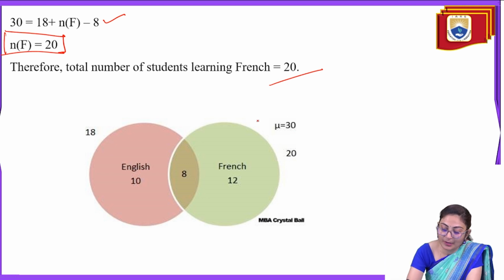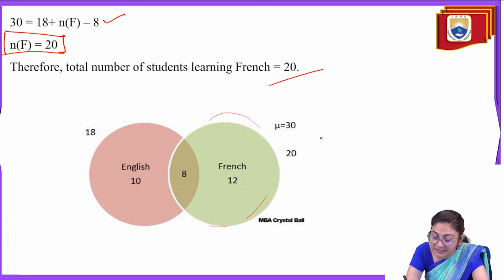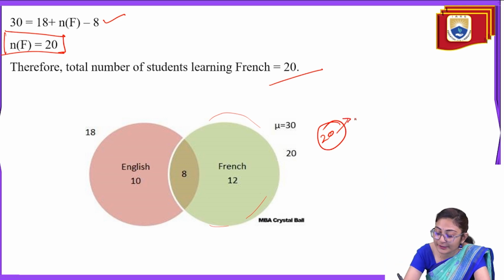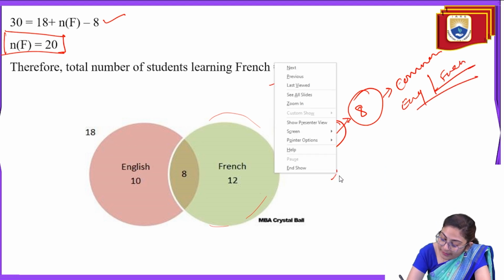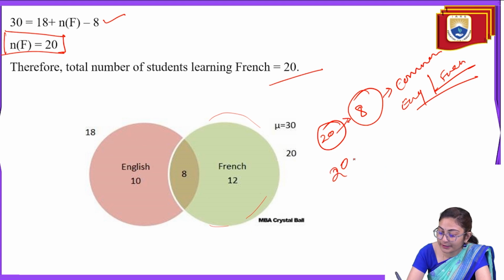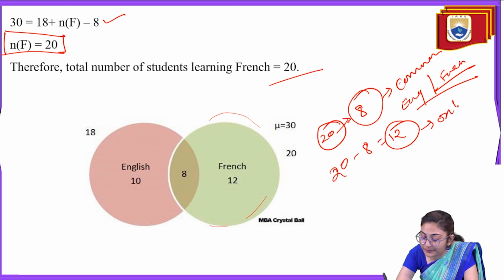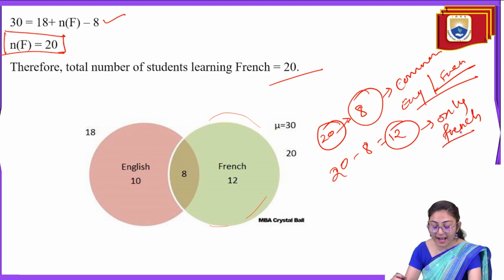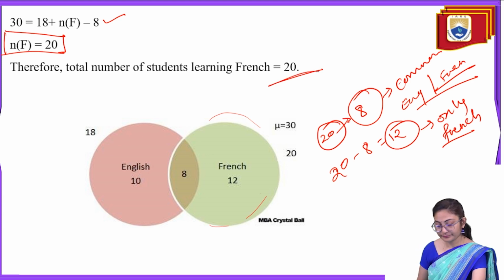So by using this, the total number of students who are learning French is 20. But out of 20, 8 students are in common. 8 students are learning English also and French also. So definitely 20 minus 8, that is 12 students, are learning only French. But here it's asking for the total number of students learning French. They didn't use any "only" word. So our answer will be 20.